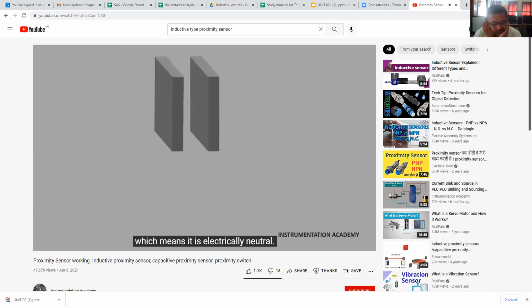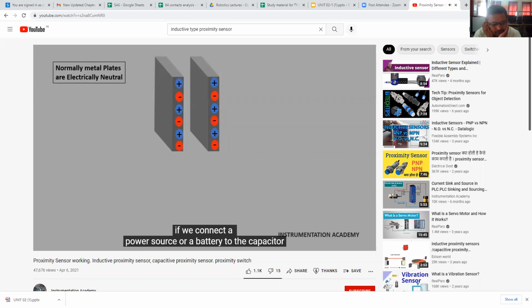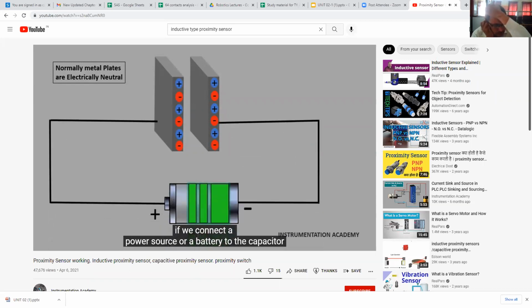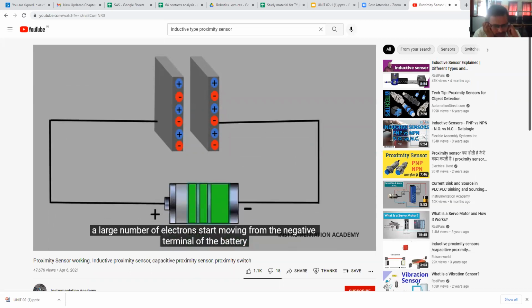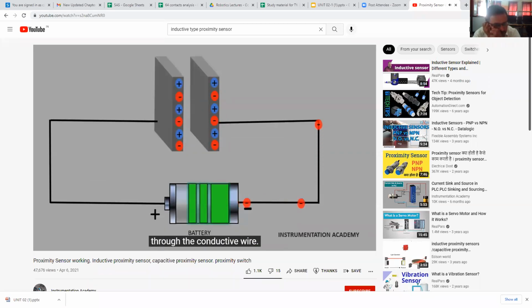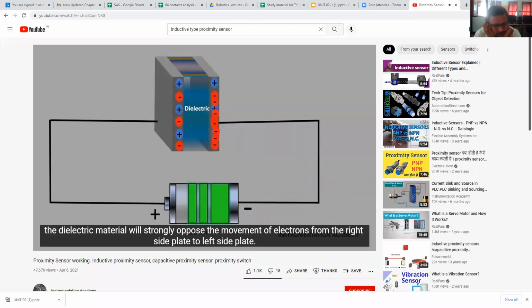A metal plate typically has an equal amount of positively and negatively charged particles, which means it is electrically neutral. If we connect a power source or a battery to the capacitor, a large number of electrons start moving from the negative terminal of the battery through the conductive wire. When these electrons reach the right side plate of the capacitor, the dielectric material will strongly oppose the movement of electrons from the right side plate to left side plate.